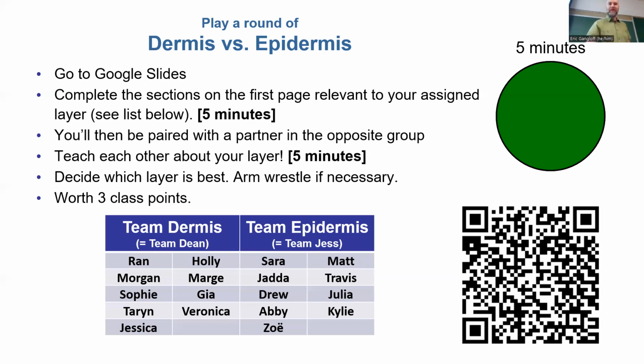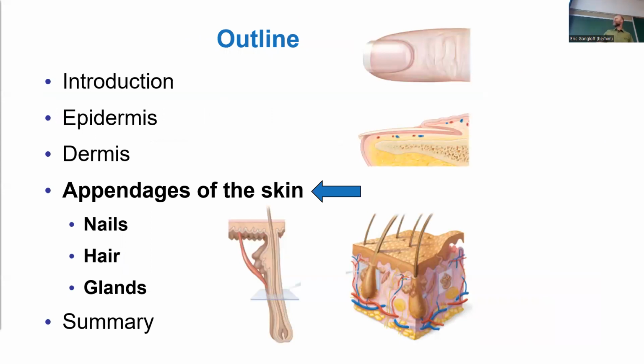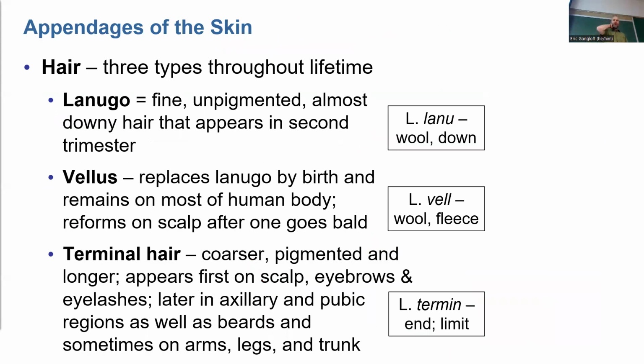Good question. Let's go to the appendages of the skin, talking about nails, hair and your glands. So hair is considered an appendage of the skin, but what's important is that there is more than one kind of hair.